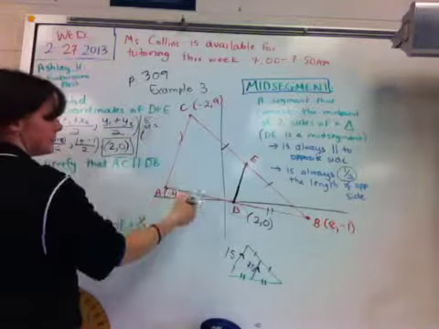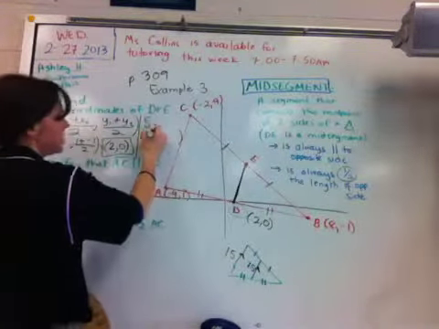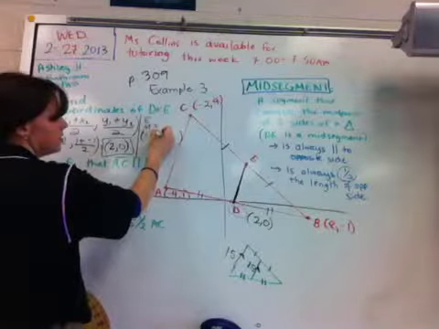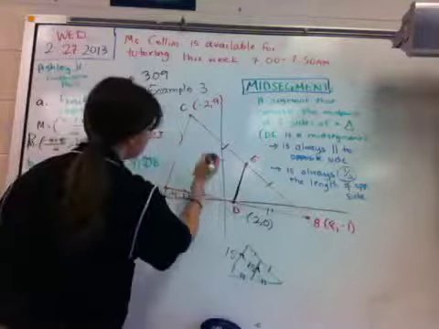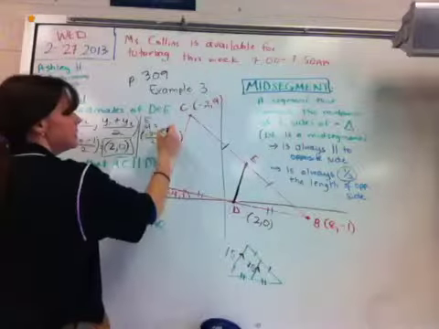Okay, X's. E is in between C and B. So take -2 plus your other X, 8. We're divided by 2. Same thing with your Y's.